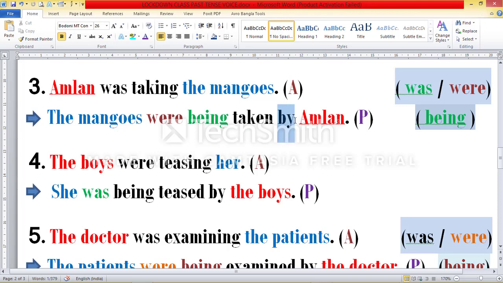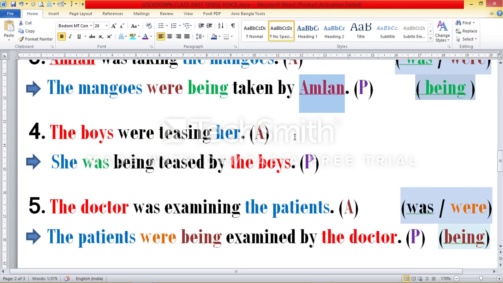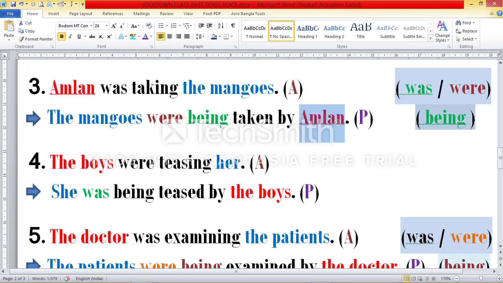So by has come. Then the subject of the active form will be the object of the passive form. So Amlan has here become object. So the passive form of the sentence, Amlan was taking the mangoes, is the mangoes were being taken by Amlan. Now let's go to the fourth sentence.